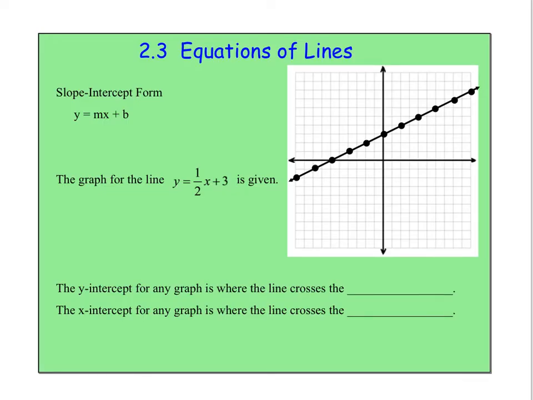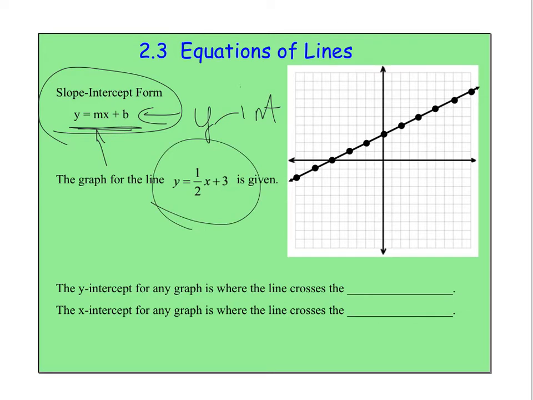Equations of a line. I'm really hoping that this looks familiar to you. You guys have seen this before. y equals mx plus b. m is your slope. b is your y-intercept. So you look at 1/2 x plus 3. There's 3. 1/2 x means you're going up 1 over 2, up 1 over 2. So that's where that goes.